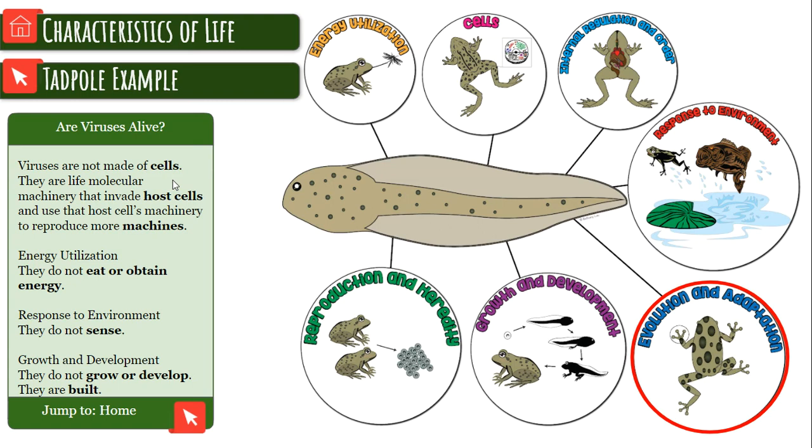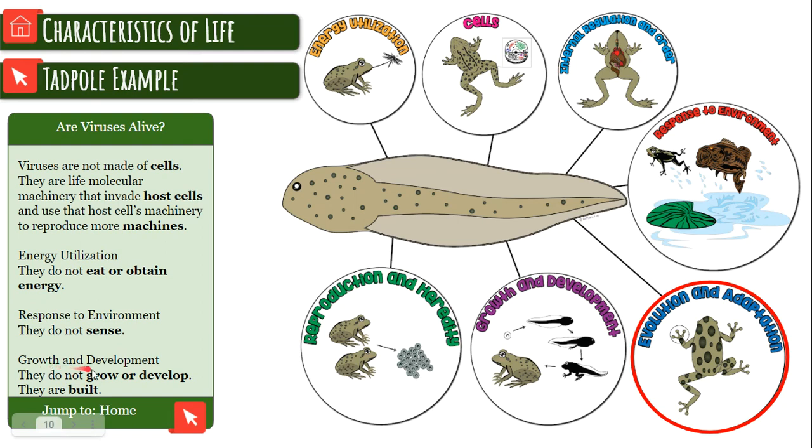So viruses are just molecular machinery that invade a cell and then they take over the cell in order to reproduce themselves. So we're going to go through each of these characteristics to see if viruses have that characteristic or not. So the first characteristic was energy. Viruses do not eat or obtain any energy. Viruses do not sense their environment. They do not respond to heat or touch or light.